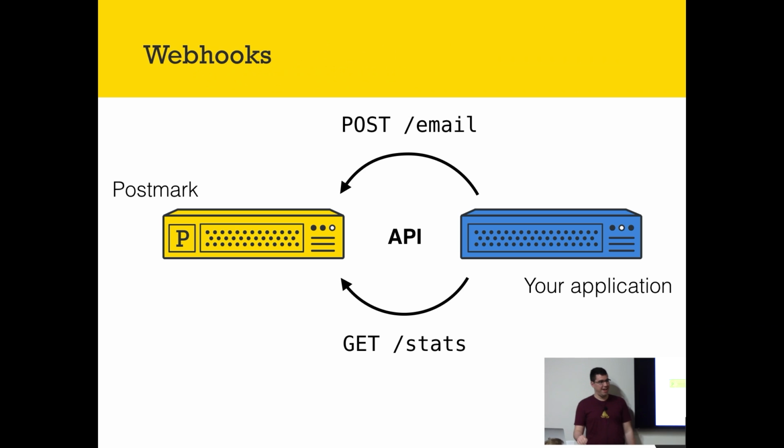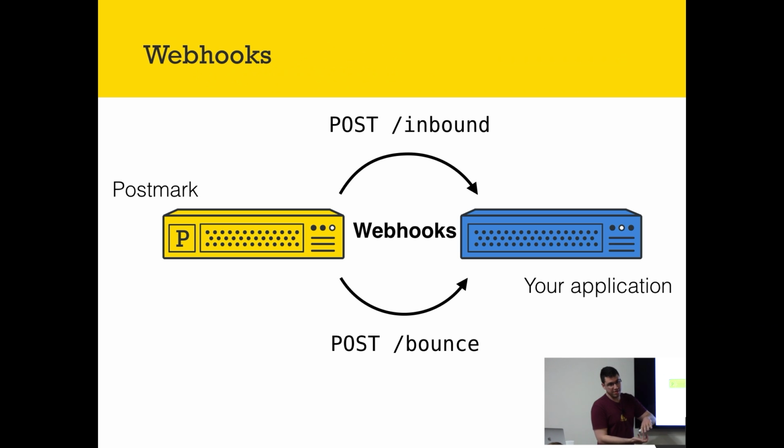So the first thing is webhooks. I find webhooks surprisingly hard to explain. I think everyone gets the idea of an API. If your application is in blue, you're talking to your provider's servers, posting emails, and getting stats over HTTP. Webhooks flip that around. Basically, you're hosting an API for Postmark to contact. We're going to be posting data to you. You get to define the URL, but we define the payload, the actual data that goes in.